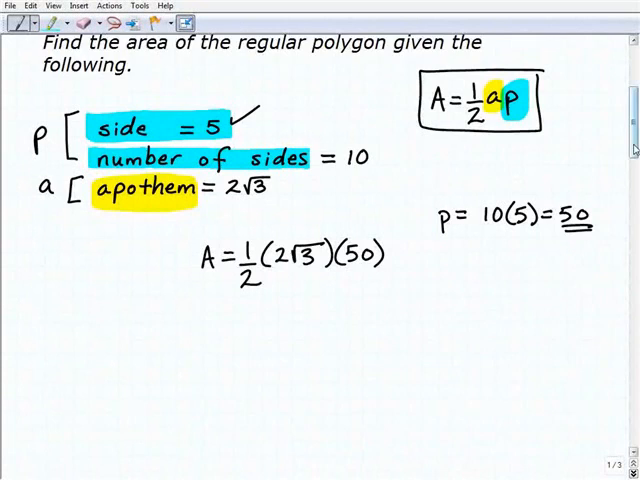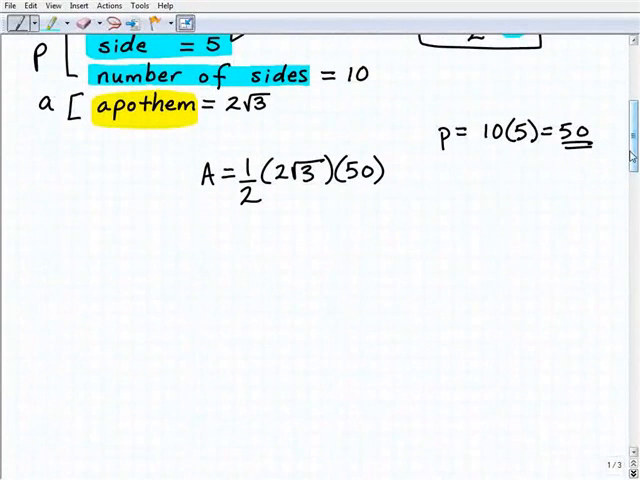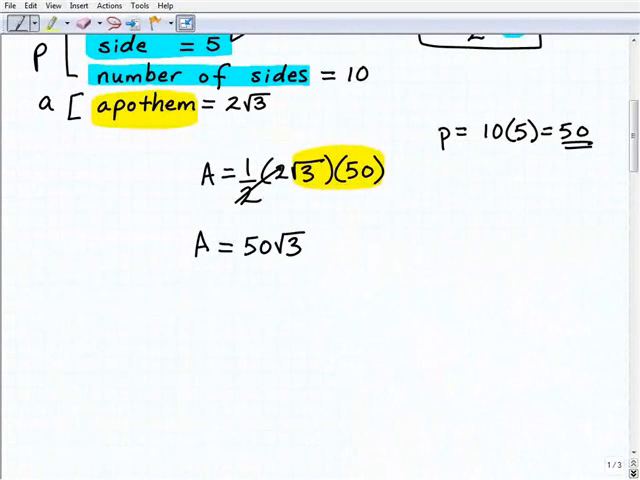Hopefully you're very comfortable working with these radicals and fractions. It's actually very easy to simplify because the 1/2 times the 2 just goes away, and you are now left with square root of 3 times 50. But we want to write that this way: 50 times radical 3, or the square root of 3. And that's it.